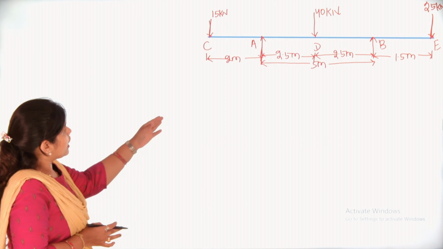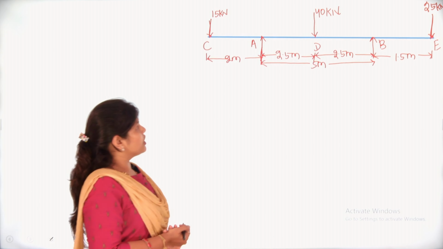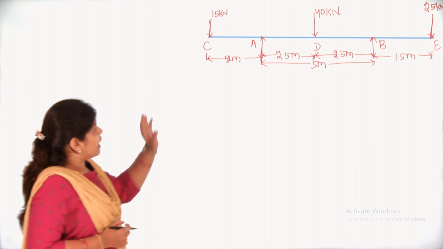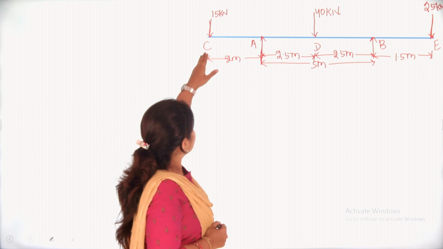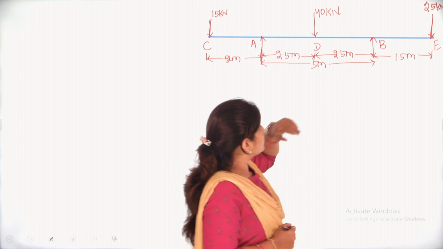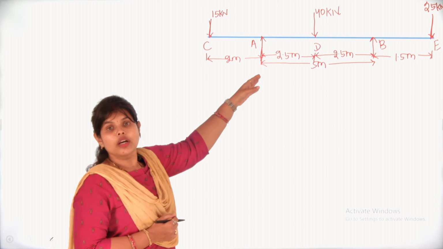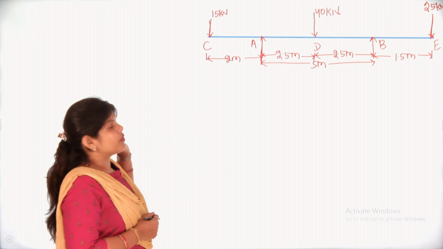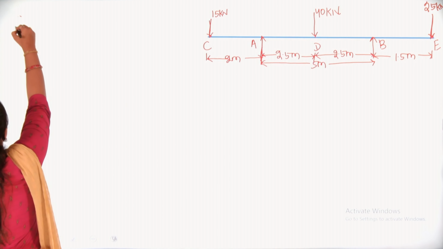So here I have one numerical. In this case you can see AB is your simply supported beam and CE part is your overhanging. Here we have loads of 15 kilonewton and 25 kilonewton, and at the midpoint we will have a 140 kilonewton load. So the first thing we need to do is calculation of reaction forces.